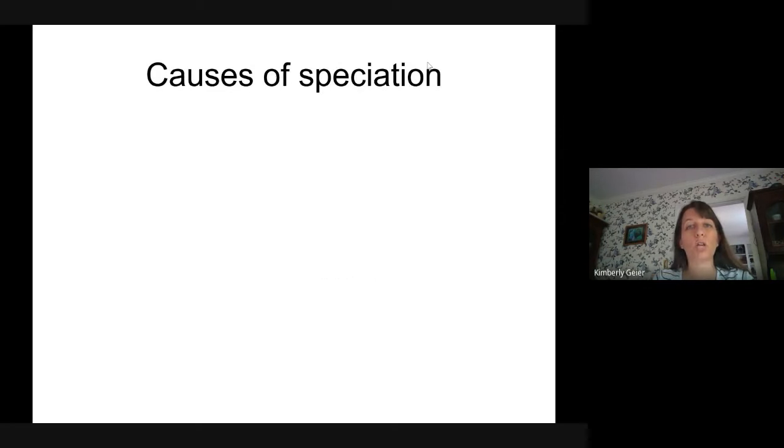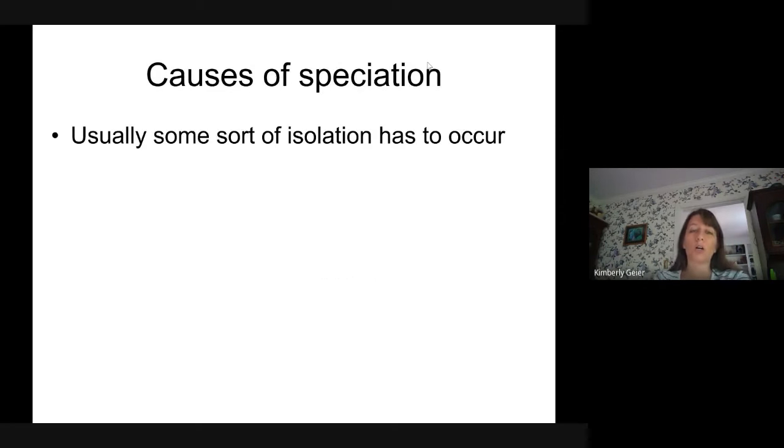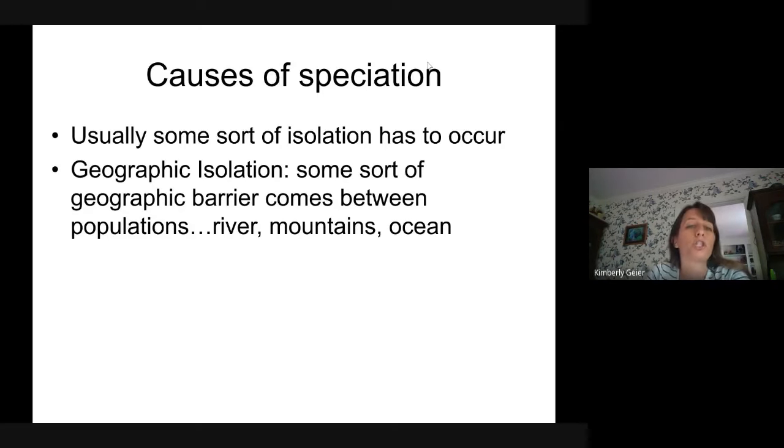So, this shows a cause of speciation. Usually some sort of isolation has to occur. So, if in the future there is volcanic activity, that could lead to our isolation. That would be an example of geographic isolation, some sort of geographic barrier coming between the populations. It could be a river, it could be mountains, it could be an ocean, it could be a desert, anything where the organisms cannot survive or they will not cross to go reproduce with other populations.